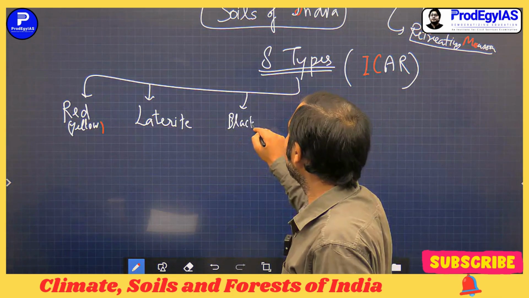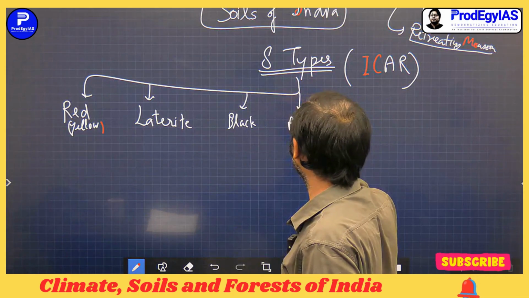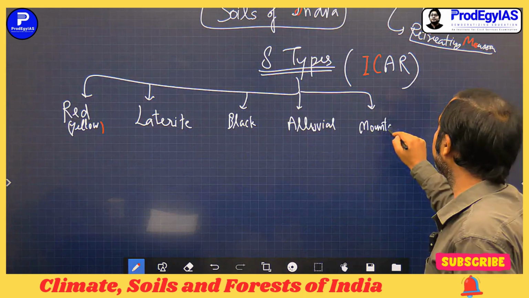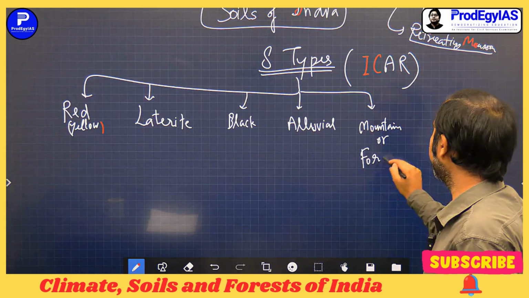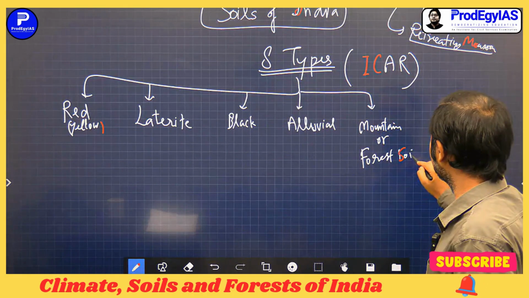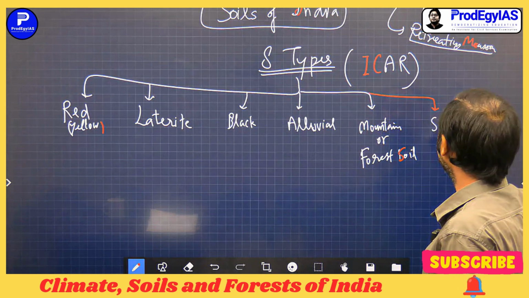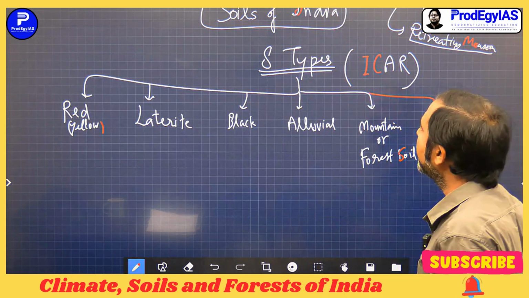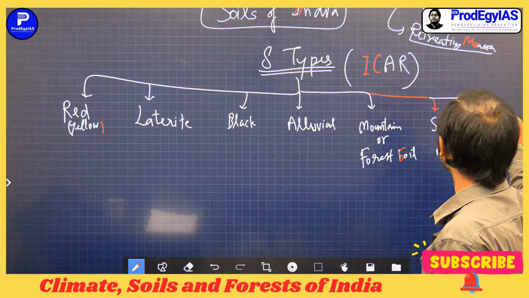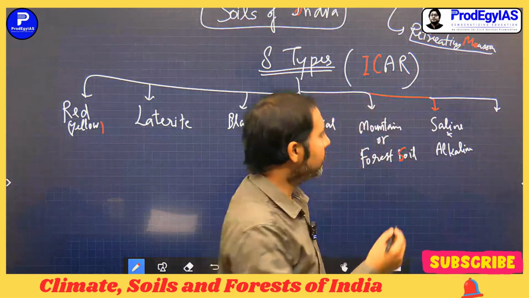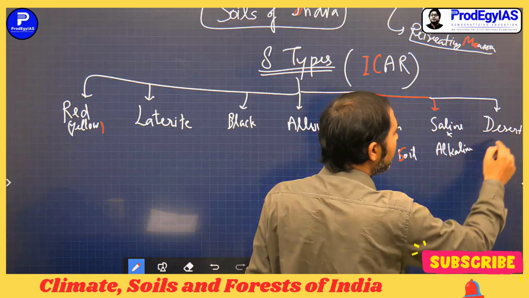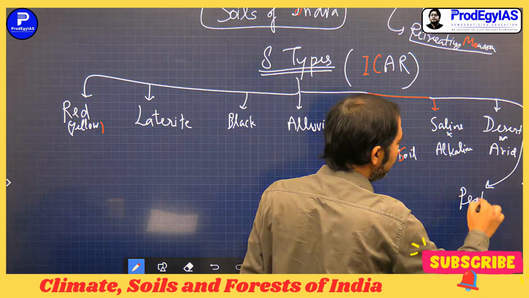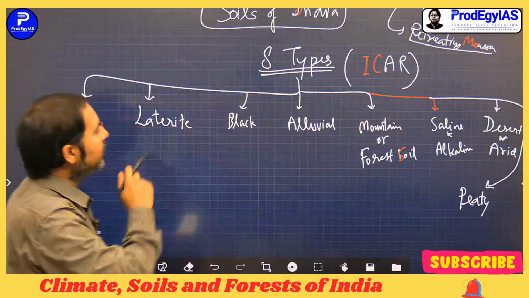Black soil, alluvial soil, mountain or forest soil, then saline and alkaline soil, desert or arid soil, and one more is peat soil, peaty soil. So these are the 8 types of soil.